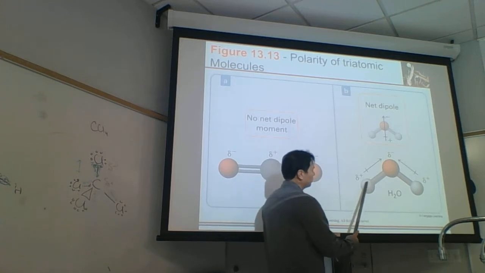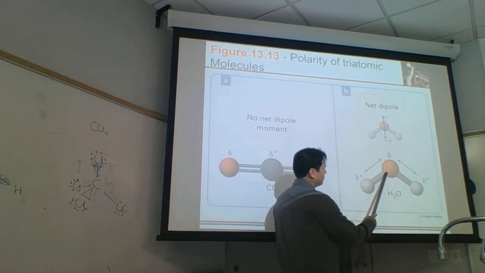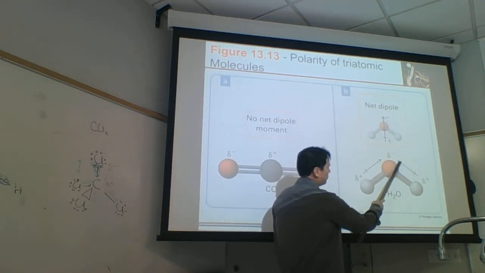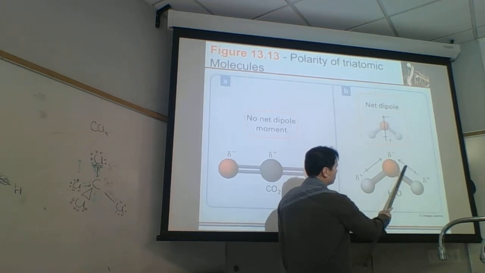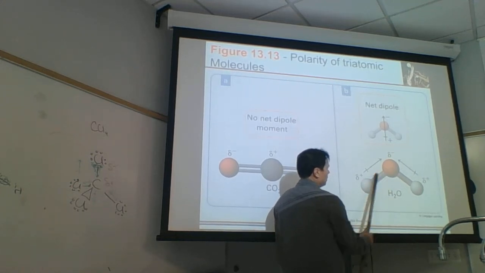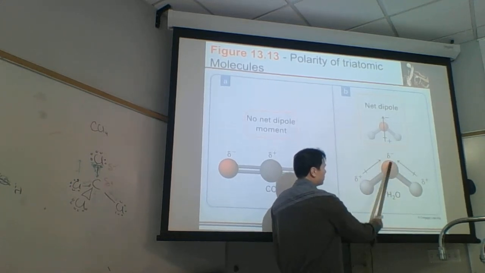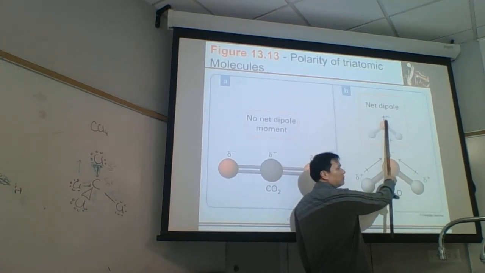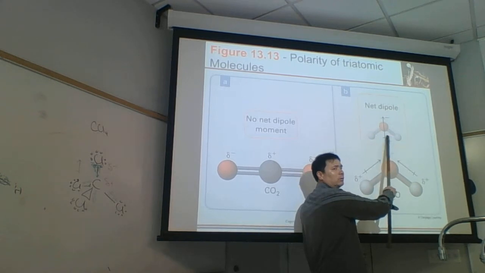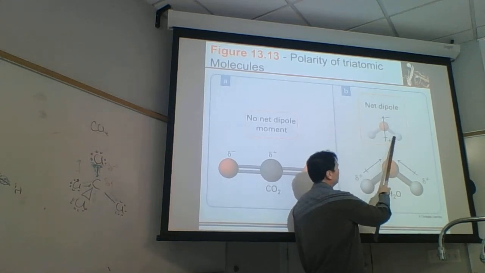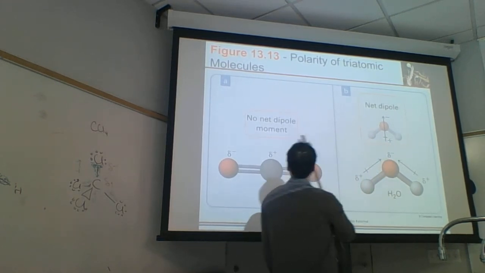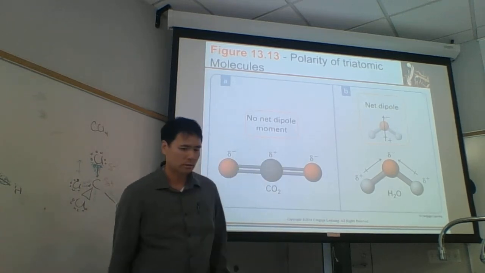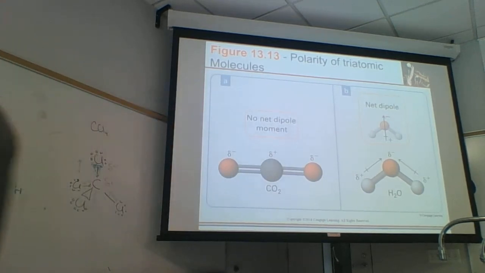But if you look at water, there's a bond dipole pulling up this way, a bond dipole pulling up this way. So if you add up these two, which direction will water go? If it's pulling this way and pulling this way, it's going to pull net straight up. And so this is the net dipole, or the molecular dipole. So this is a polar molecule. However, this is non-polar. And so water and CO2 are different in terms of polarity.